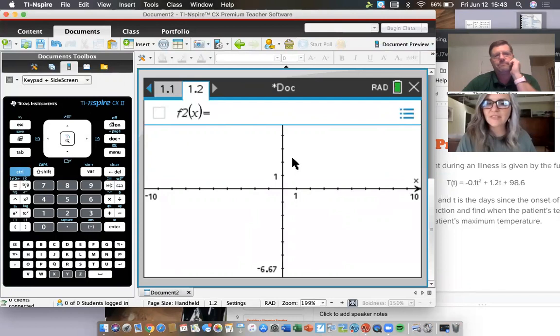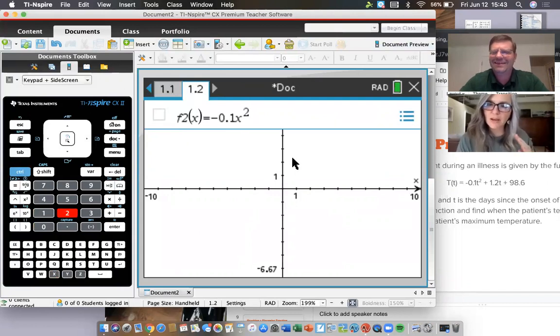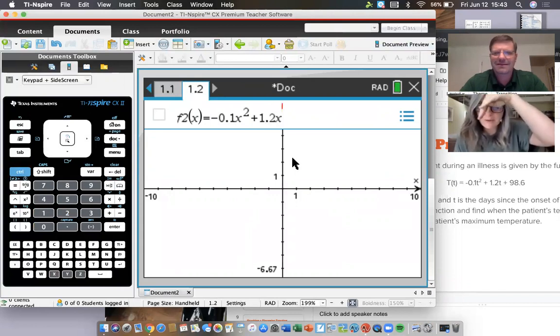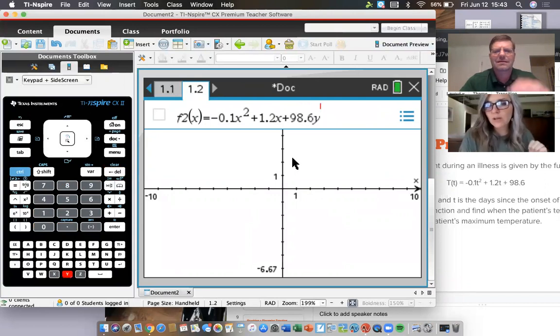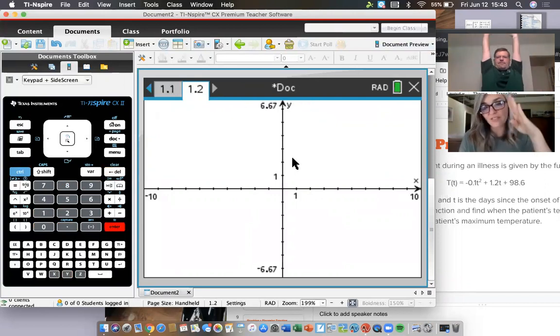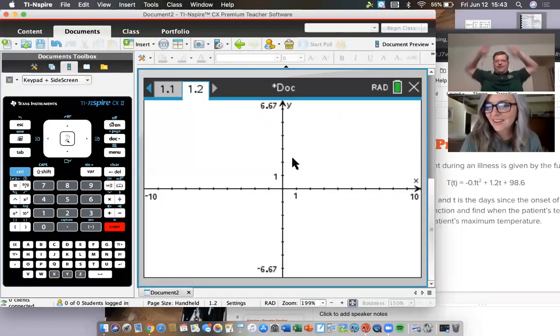As he's graphing this, because he's about to start typing it in, what you're going to notice here is you've got this rising temperature, and then all of a sudden the temperature is going to start going down again. And so what we're going to be doing is analyzing this rise of body temperature, this fever graph.